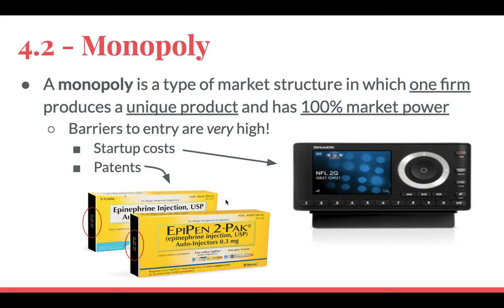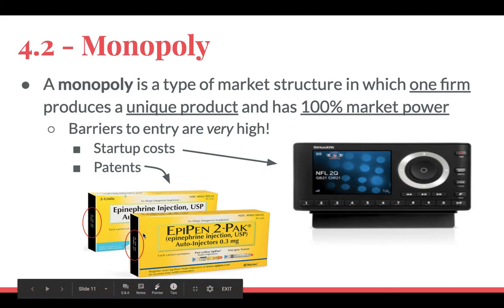Another type of monopoly results from patents or legal protection, right? So these legal barriers to entry could be like patents, trademarks, copyright, things that do not allow other firms to even produce that product legally.